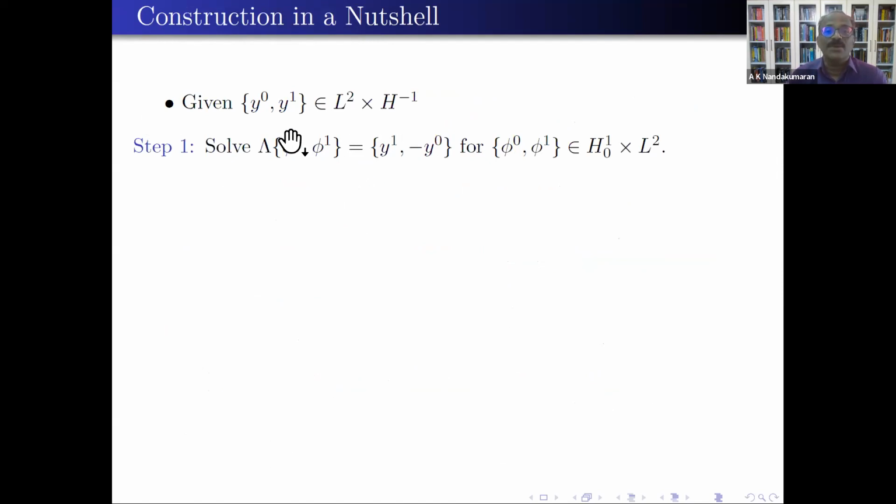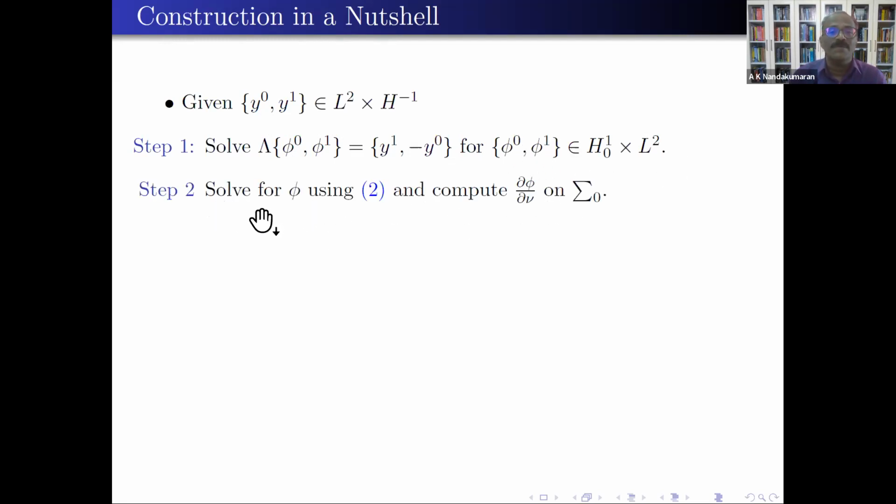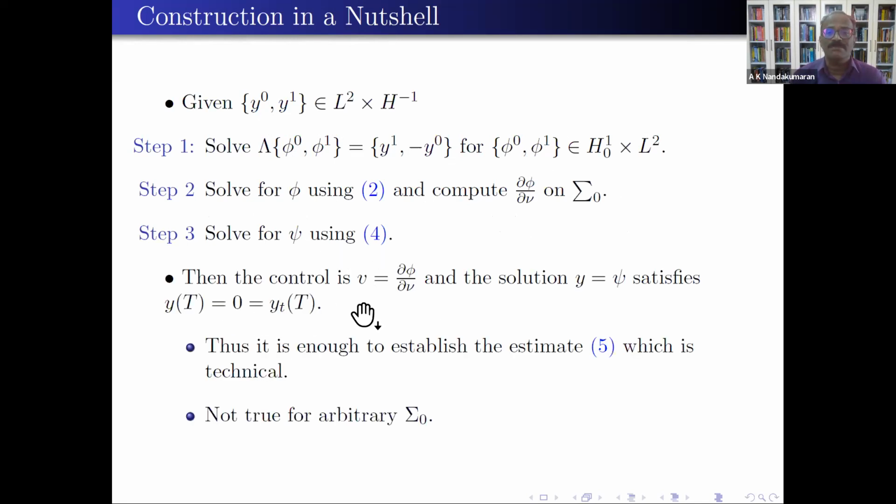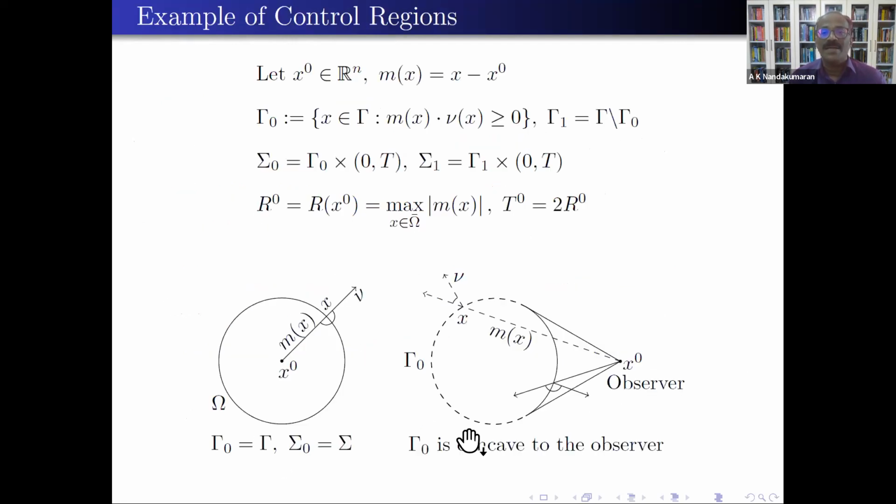Okay, so in a nutshell, why I said it's algorithmic: you are starting with your initial data here. You want to reach final data, outside one. So you solve this operator. Now you know that it's surjective, so you can solve it for phi naught, phi 1. That's your initial data. Once you know phi naught, phi 1, you use them to solve for phi, then compute dphi by dv on sigma naught, and then solve for psi. Then psi is your solution. So the control is dphi by dv, and y equal to psi satisfies this final condition. And so it's enough to establish the estimate for arbitrary data, what I commented here.